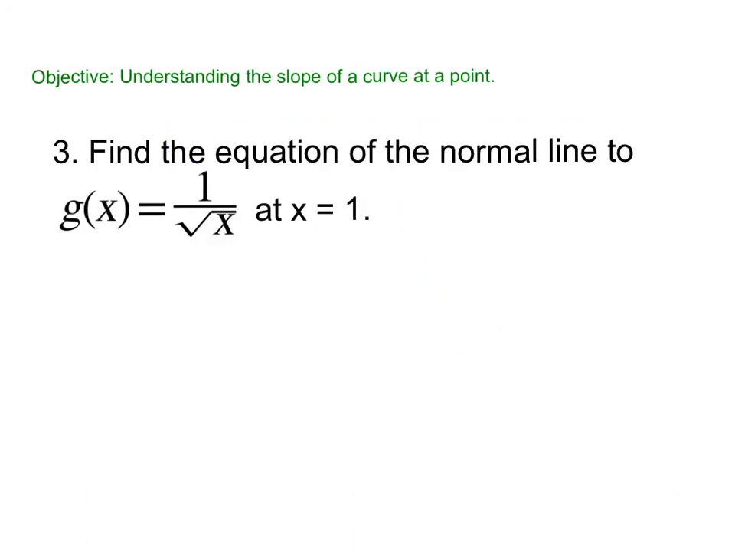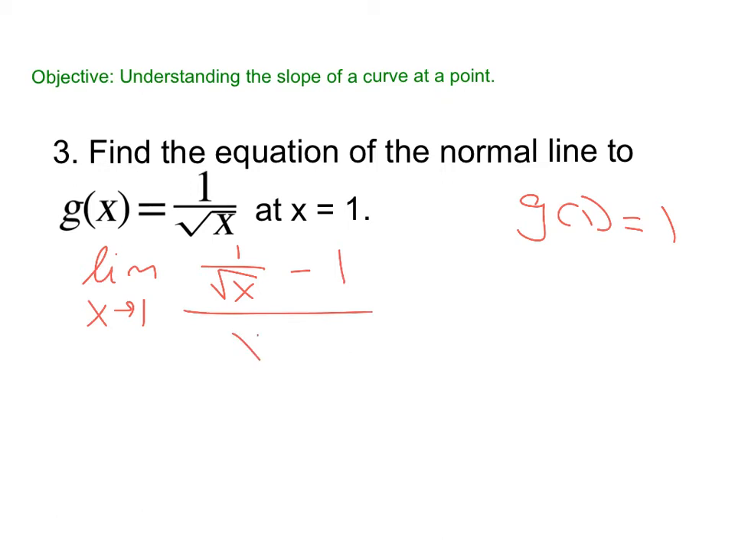All right, so find the equation of the normal line to g of x at 1. That means we need our slope, right? We need our slope at 1. So pause the video and find the slope. We have the limit as x approaches 1 of the square root of x minus g of 1, which is 1, all over x minus 1.